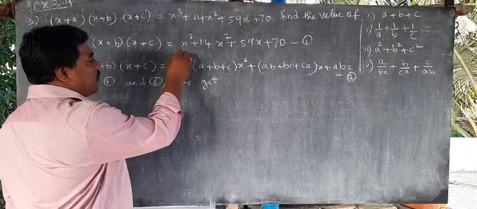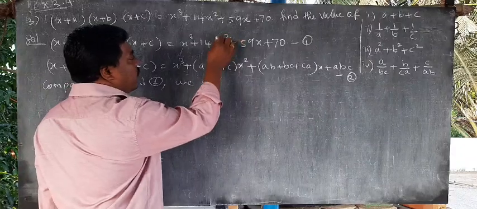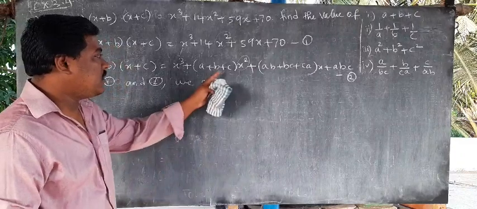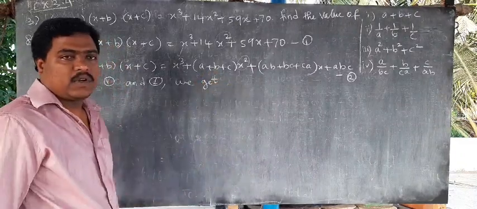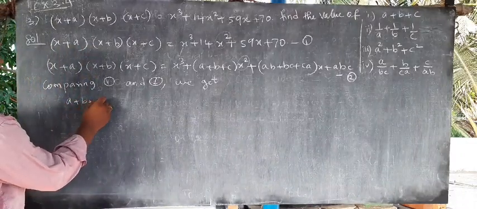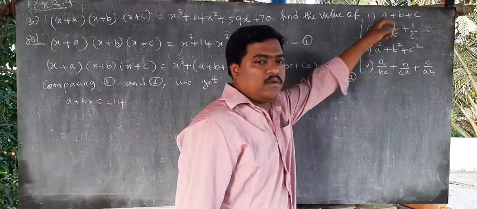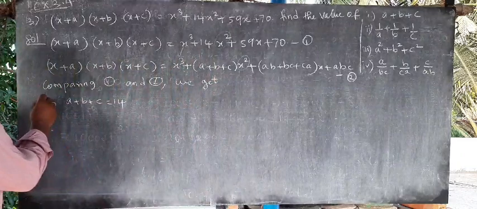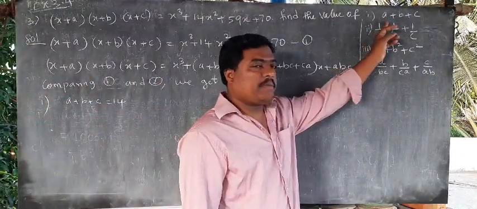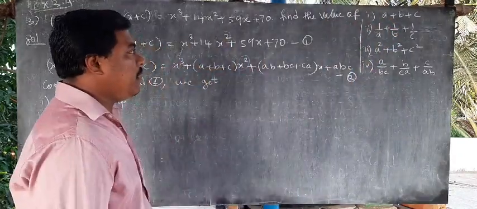Comparing means x plus A, same thing only. For x cube, I compare the coefficient of x square. Here on x square, here on x square, here it is 14, here it is A plus B plus C. So comparing these two equations, A plus B plus C equal to 14. That is subdivision 1. So in subdivision 1 we are getting A plus B plus C equal to 14. They are also asking 1 by A, 1 by B, 1 by C.